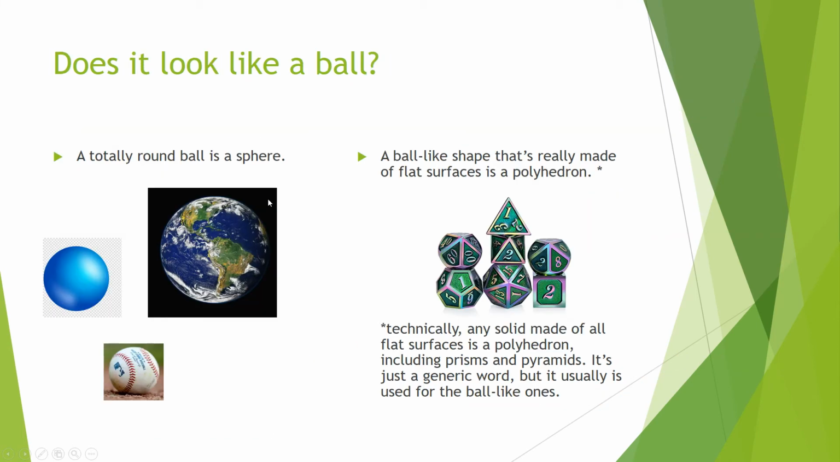And then obviously, if it looks like a ball, it's a sphere. If it's totally round, it's a ball, it's a sphere. And then polyhedron is really the name for any shape that's made of all flat surfaces. Usually when you talk about polyhedron, if you do a Google image search for polyhedron, you're going to get a lot of shapes like this. You're going to get regular polyhedrons.